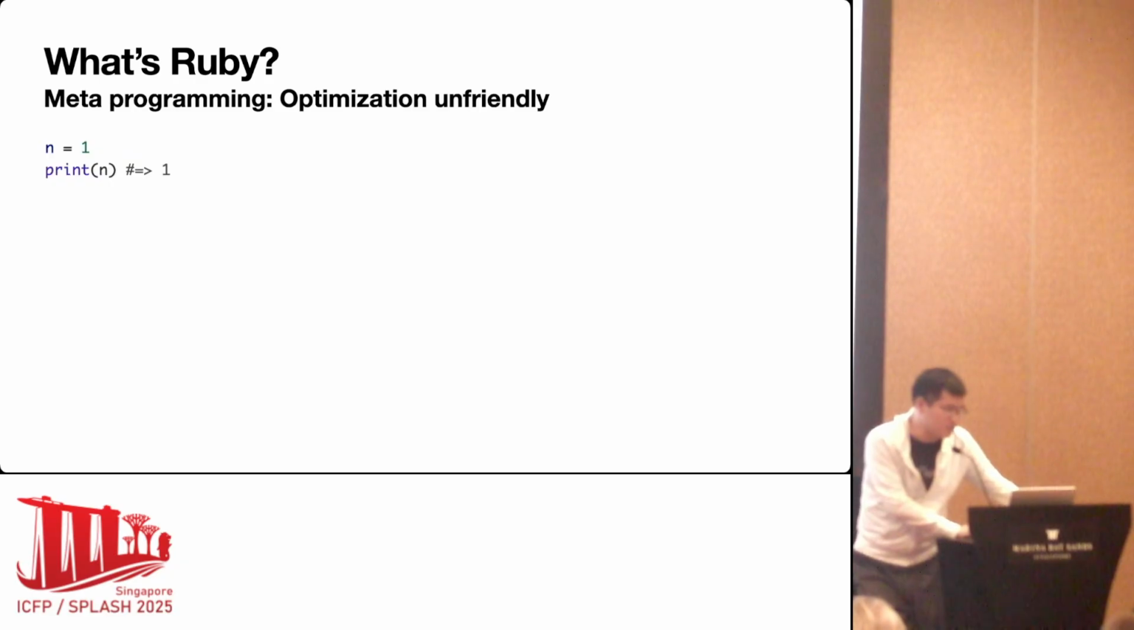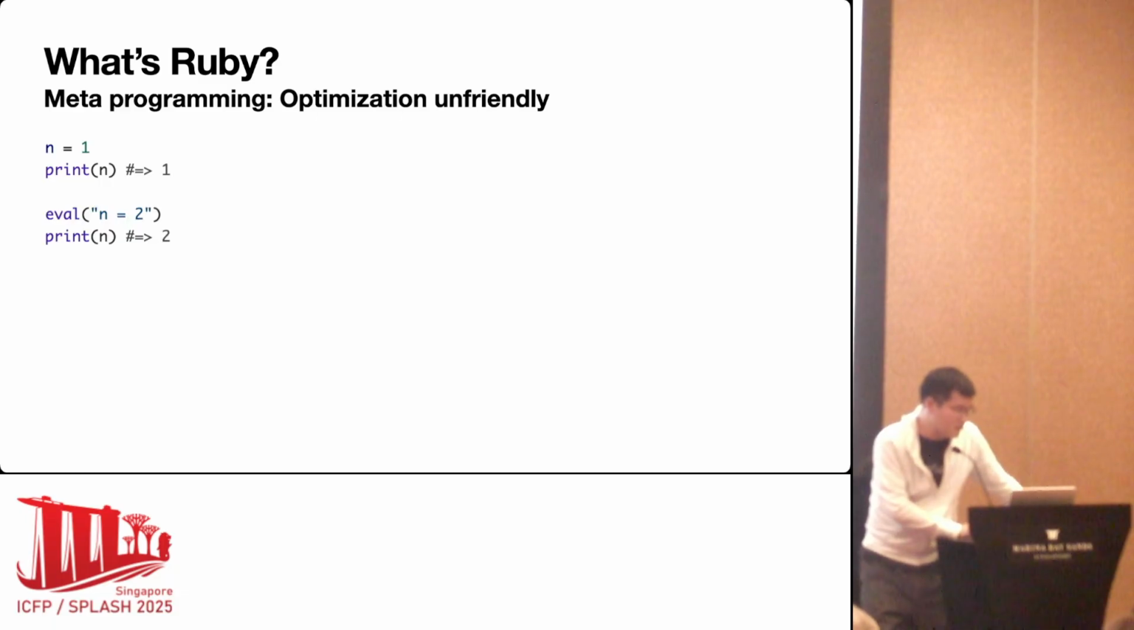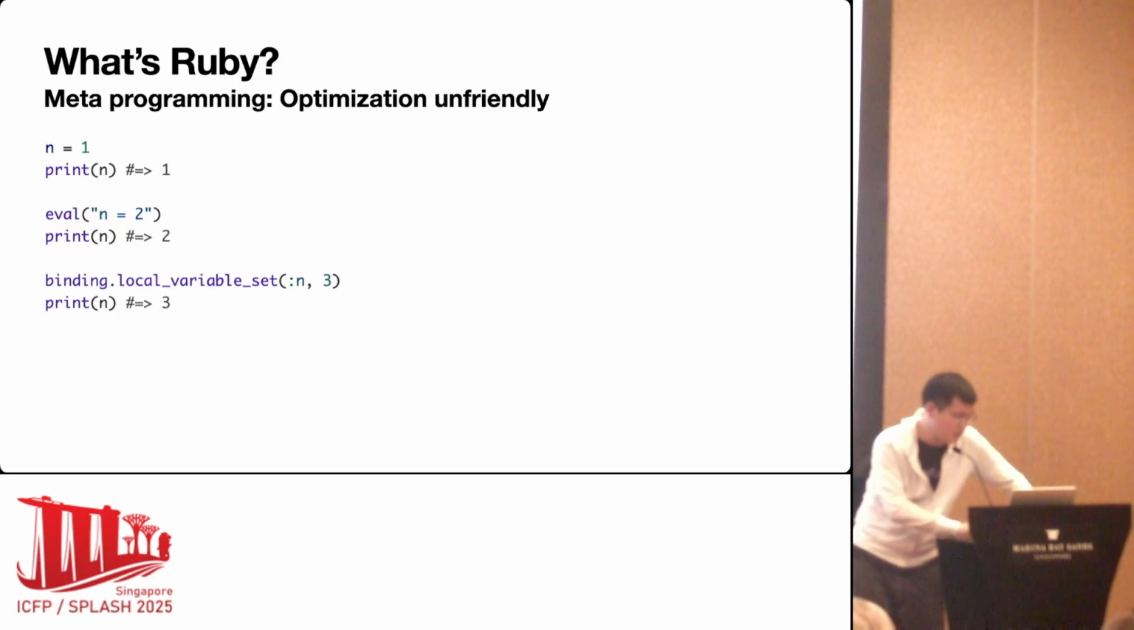I'll give you some other features that make it hard to optimize. Here we define the local variable n equal 1, and then print it. But as I said, there's an eval, and eval is also not a keyword. So any random method call with a string argument could modify the local variable. And there's also programmatic access to local variables or any other type of variables. For example, instance variables also have programmatic access.